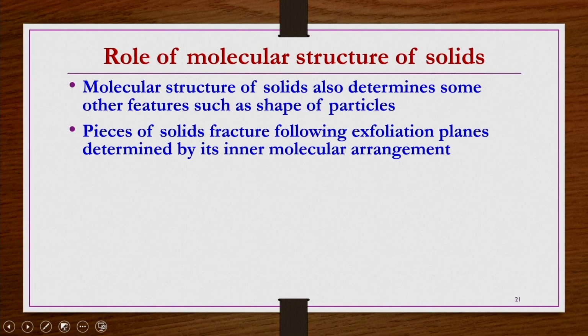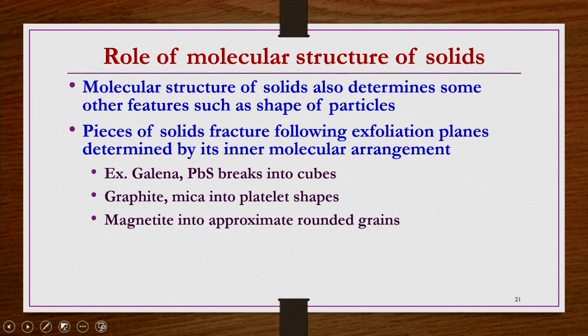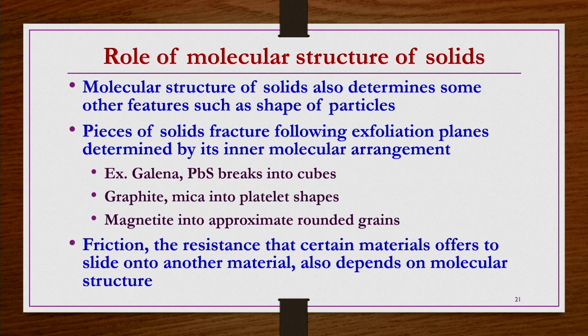So, pieces of solids fracture along planes determined by their inner molecular arrangement. For example, galena, PbS, mostly breaks down into cubical form, whereas graphite and mica in general break down into platelet shapes, and magnetite, etc. in general break down into approximately rounded grains. Because of the difference in molecular structure, these materials break down into different shapes.